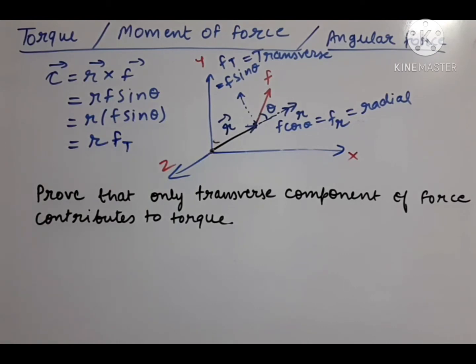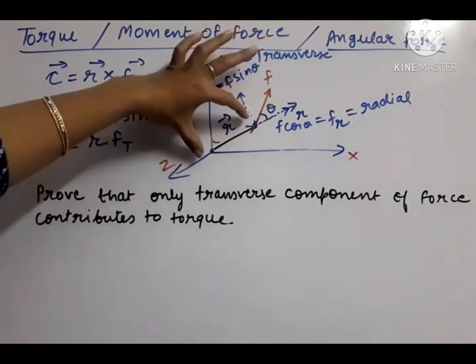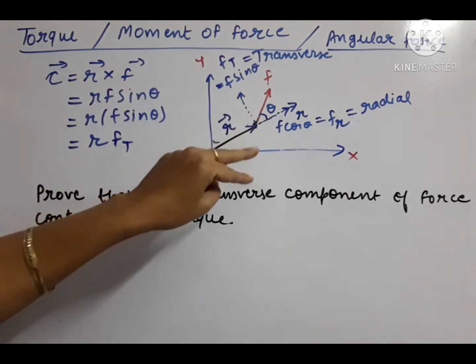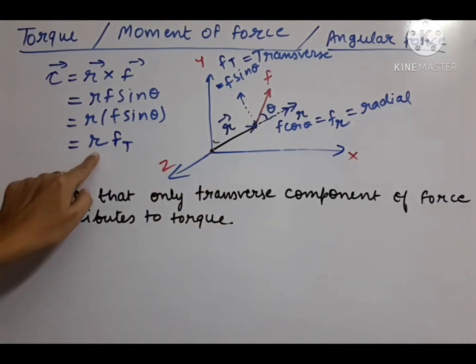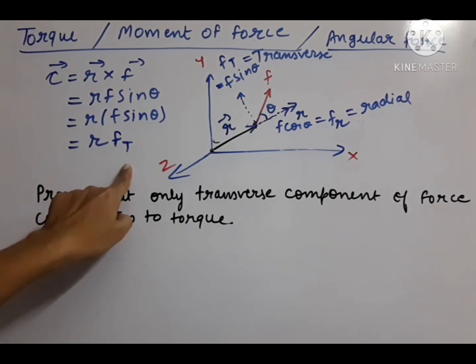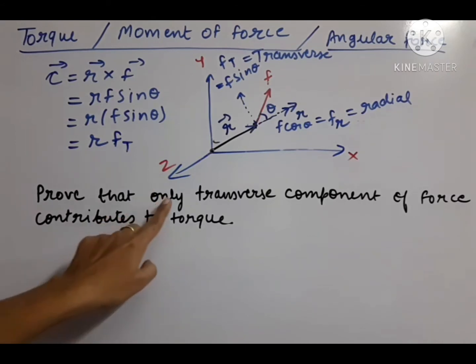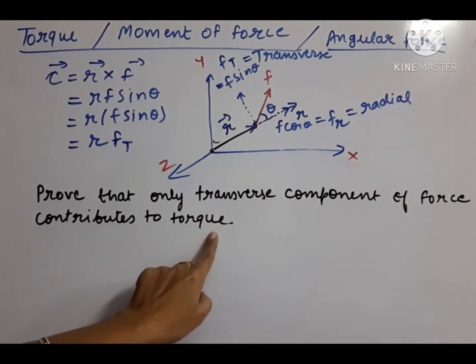That means you can see now if F is at some angle with respect to R, then which force component contributes into the torque? So you can see in the torque formula other than R only FT is coming. FT means transverse component is coming. So that's why we can lastly write down that only transverse component of force contributes to torque.